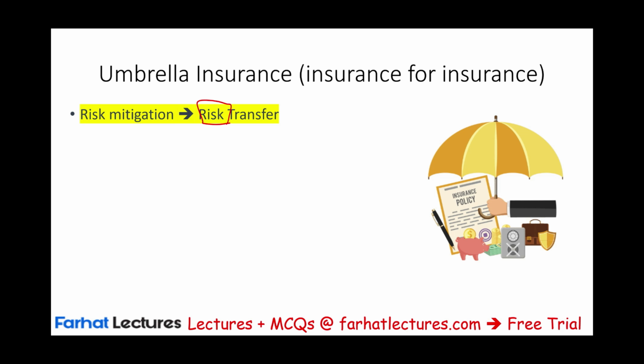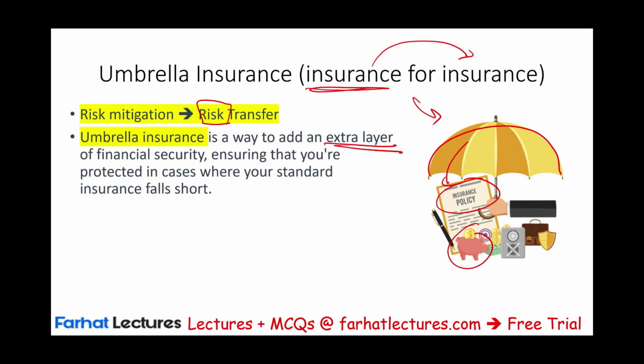So what's umbrella insurance? Umbrella insurance is having insurance for your own insurance. If you look at this picture here, we have an insurance policy, and above that insurance policy we have assets, money, gold, whatever we have here, we have an insurance. So it's insurance above insurance. It's a way to add an extra layer of financial security, ensuring that you are protected in cases where your standard insurance falls short. So you have to have insurance, and the umbrella insurance is an insurance on insurance. It sounds weird, interesting, but that's what it is.